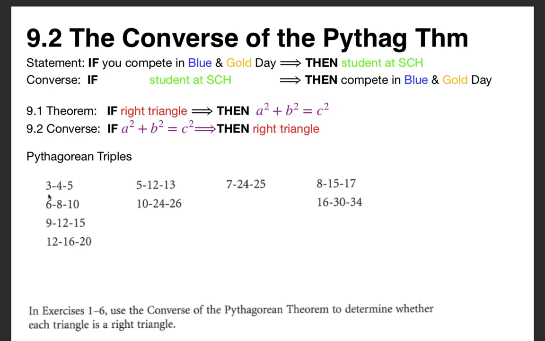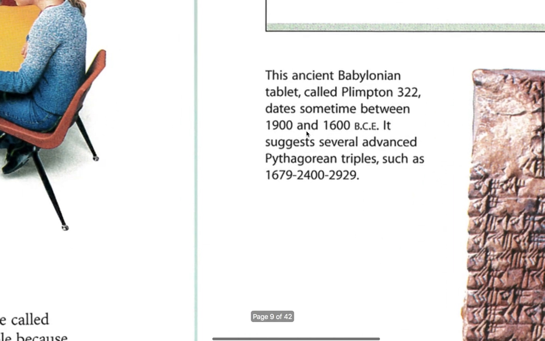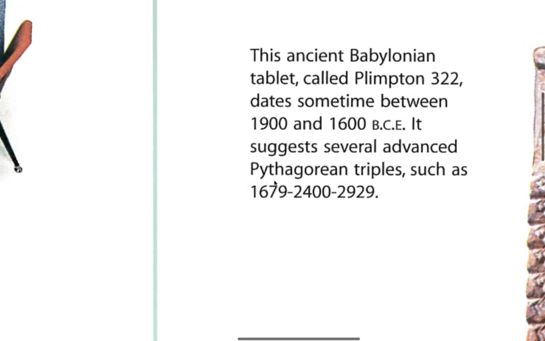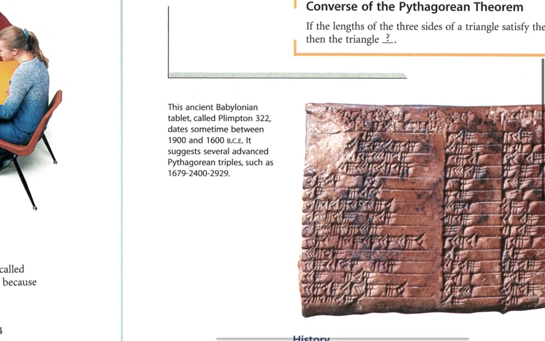And you can see that all of these triples, all of these groups of numbers, each individually satisfy a squared plus b squared equals c squared. So 3 squared plus 4 squared does equal 5 squared. 7 squared plus 24 squared does equal 25 squared. They're very famous groups of numbers called Pythagorean triples. And actually, they're not just distinct to Pythagoras. Here's a Babylonian tablet suggesting there are several advanced Pythagorean triples, such as 1,679 squared plus 2,400 squared is equal to 2,929 squared. Pretty cool stuff that it's that universal.